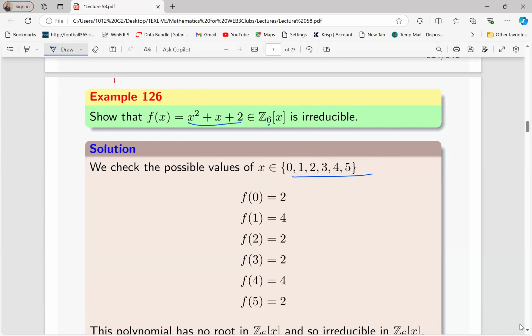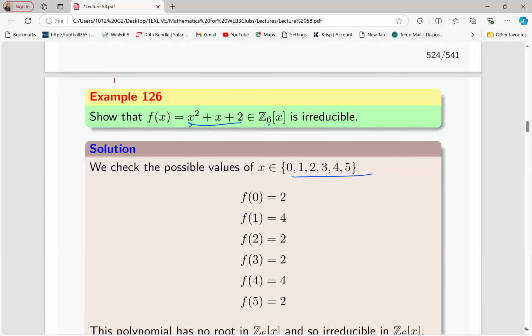So we try x to be 0, this will be 0, this will be 0, then that will be 2. So 0 plus 0 plus 2, that is 2. So this is not 0. What about 1? 1 square, which is 1, plus 2, and this is 4. So again, it's not 0, so it's not a root. 1 is not a root, 0 is not a root. Let's see 2. 2 square will be 4 plus 2 plus 2, and this is 8. No, this is 6. But the 6 is 0. Then plus 2, which is 2.